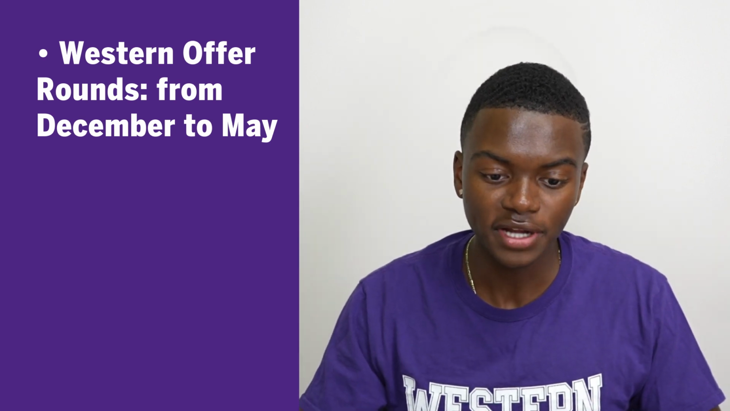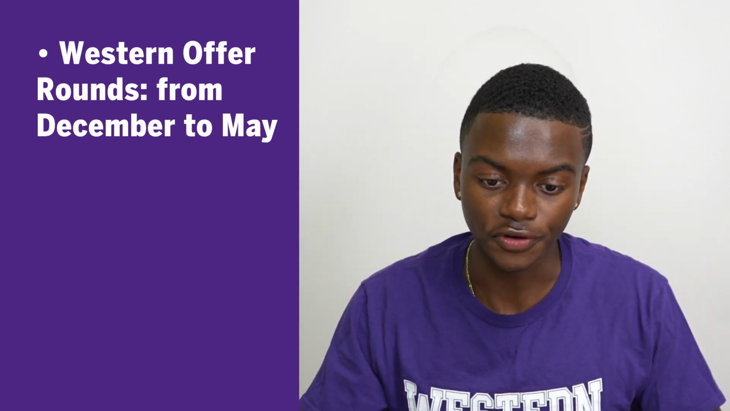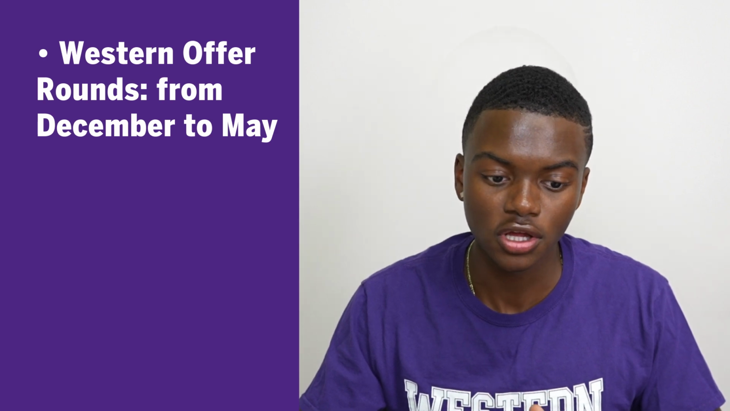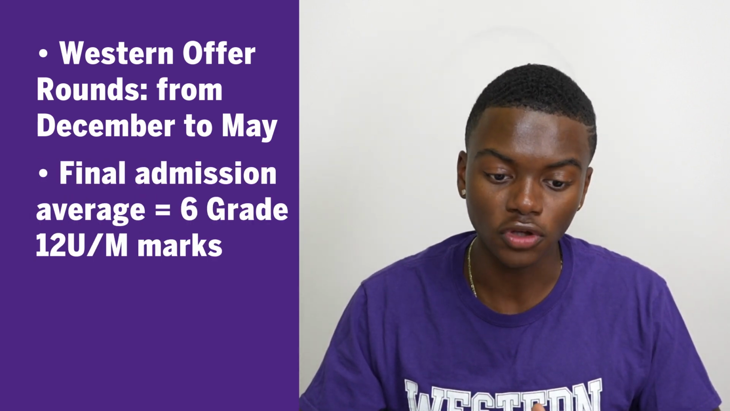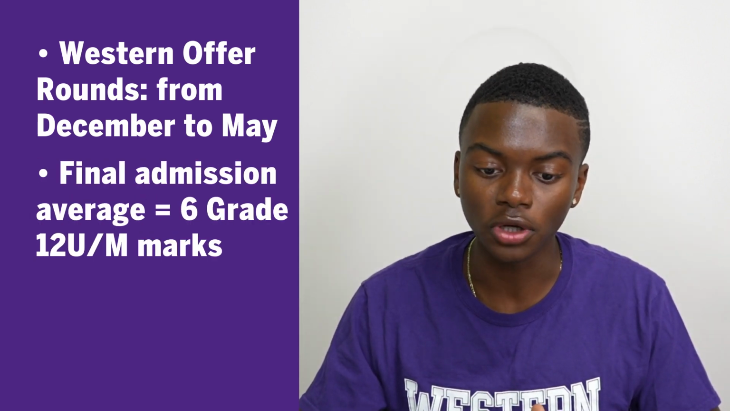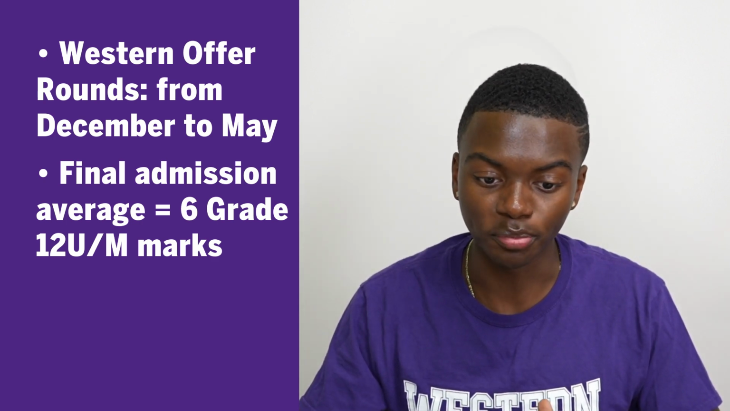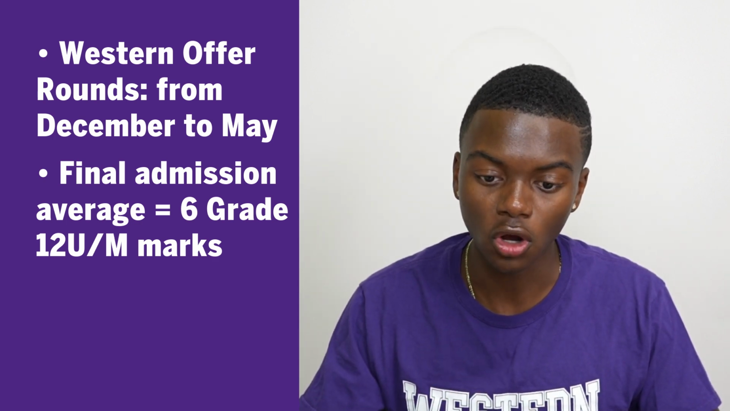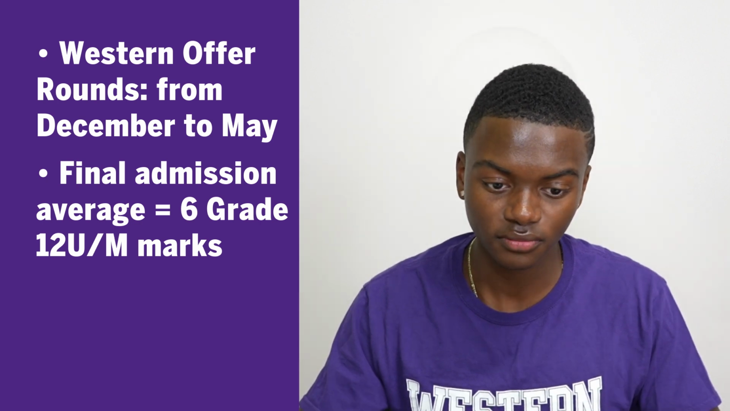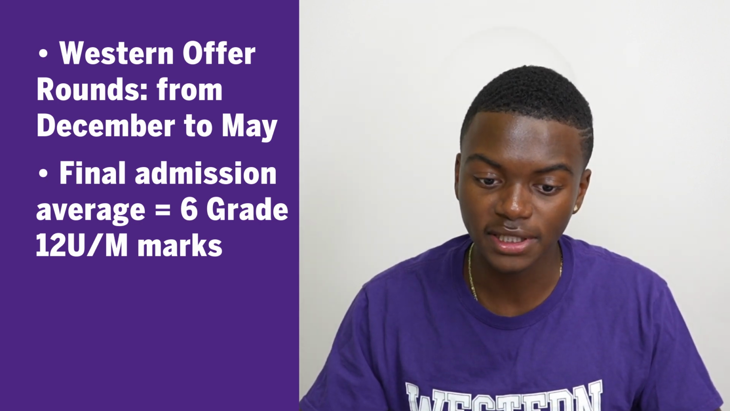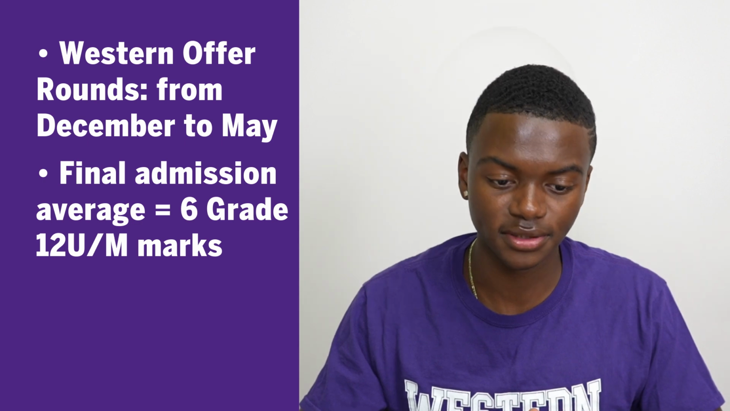So for your final admission average, the one that Western calculates for you to meet your conditions, it will be based on your 6, 12U or M level courses, including required courses for the program. One thing to note here is that for repeated courses, if you have 2 repeats, Western will take the highest of the 2. If you have 3 or more repeats, then they will take an average of your attempts.